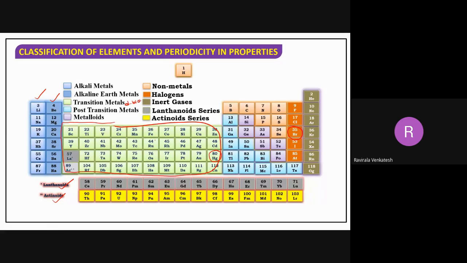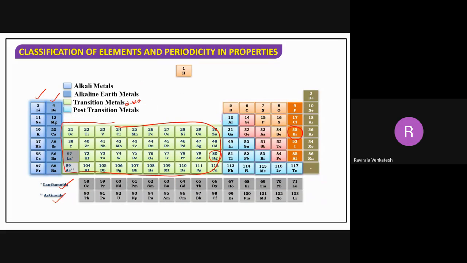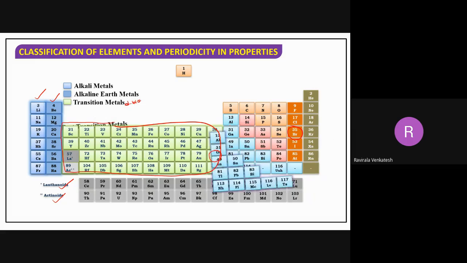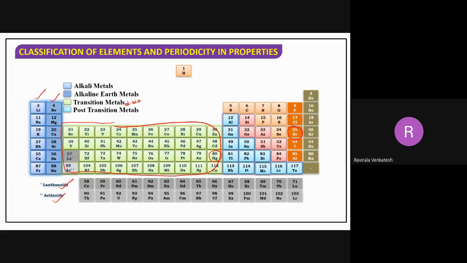Now, where do we get non-metals? Even aluminium is a metal. Post-transition metal means this part, the aluminium part. After the transition, post means after. After the transition metals, you write this: aluminium, gallium, indium, thallium, this part. Nihonium, flerovium, moscovium, livermorium also come under post-transition metals here.